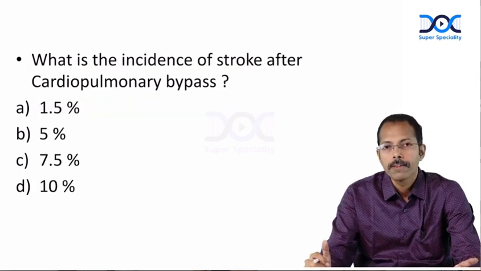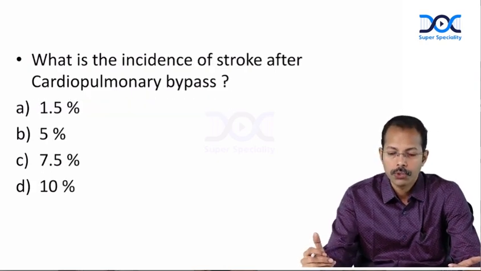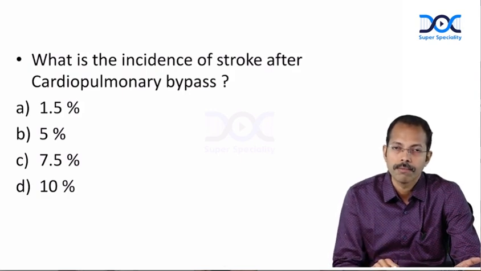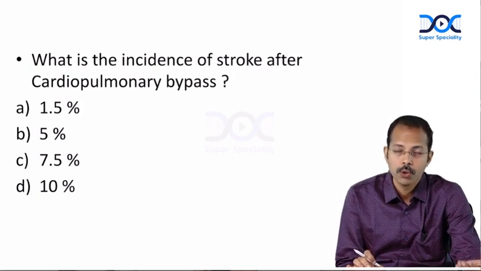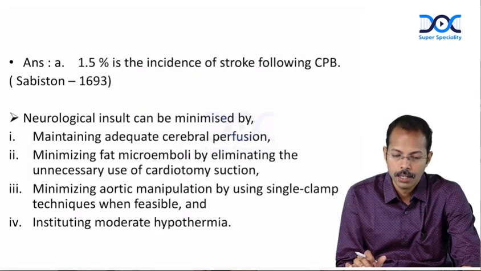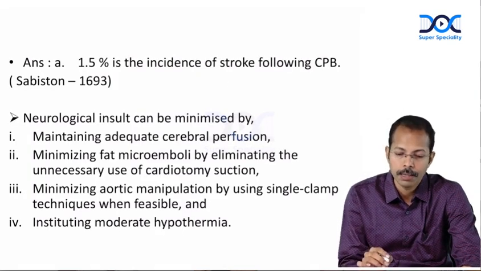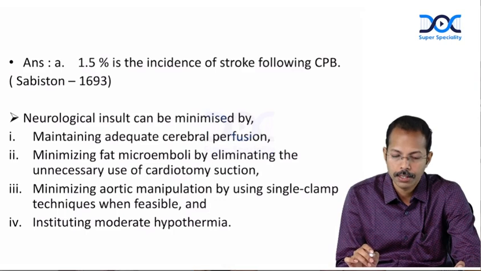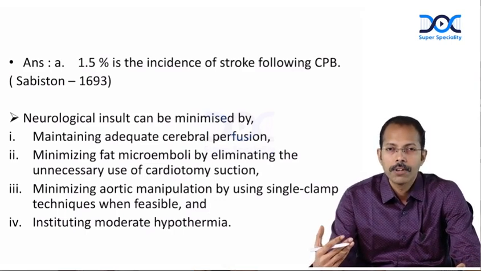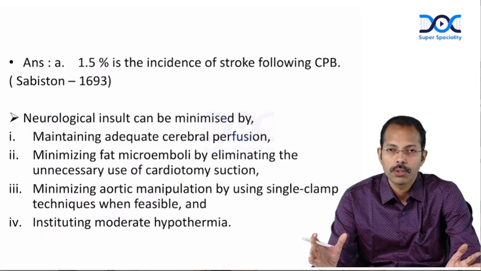Next, we can move on to this question. What is the incidence of stroke after the use of cardiopulmonary bypass? It is given in the new edition books. The incidence of stroke is 1.5%. It is given in Sabiston, in the new Sabiston, right? Always the inflammatory mediators will be triggered with the use of the artificial circuits in the heart lung machine. So there is always a probability of stroke.